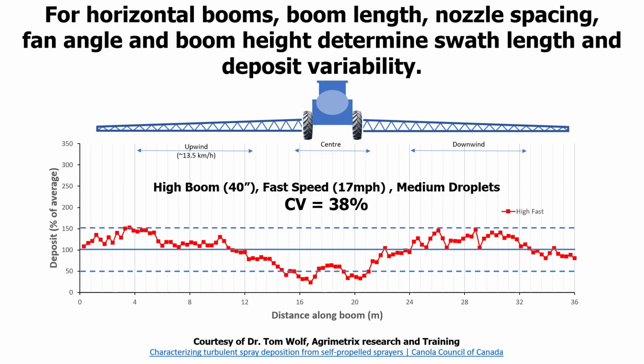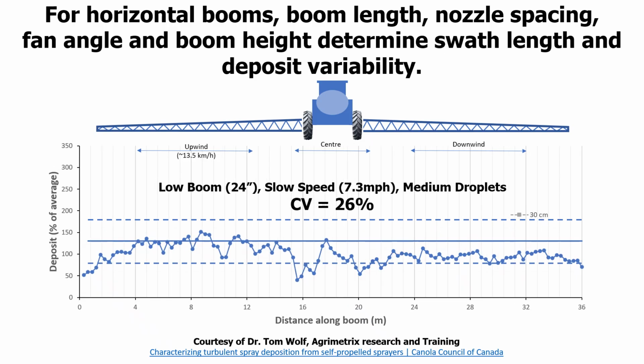So, we know if we drop the boom and slow down and go to a bigger droplet, it should get better. Well, we left medium droplets because we still wanted to see something goofy here, but definitely lowering the boom from 40 to 24 and slowing down to 7.3 miles an hour got us a more reasonable coefficient of variation. If I'm honest, though, that's still not great. A coarser droplet would have helped.